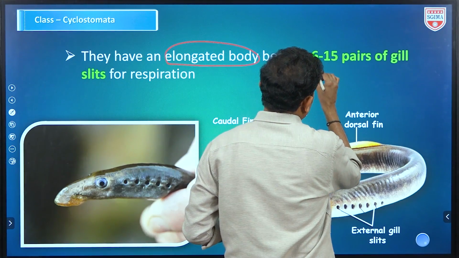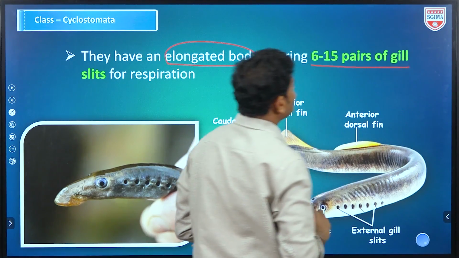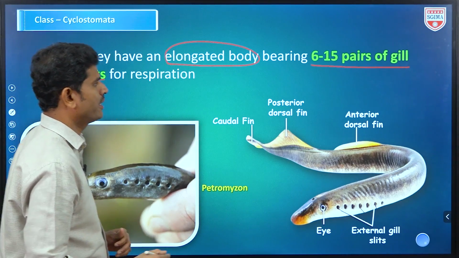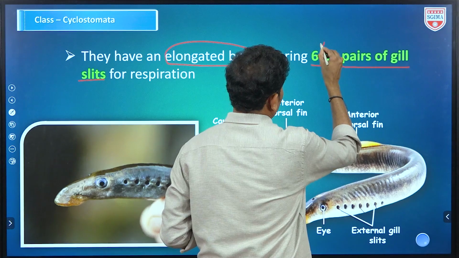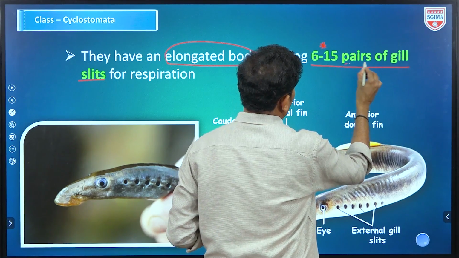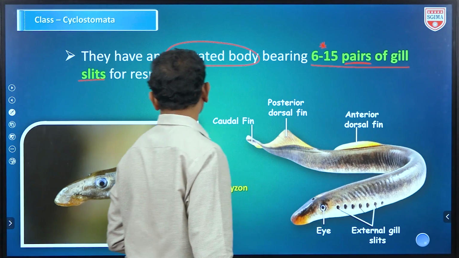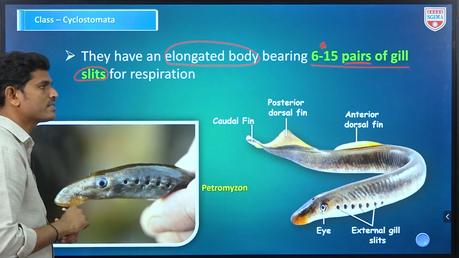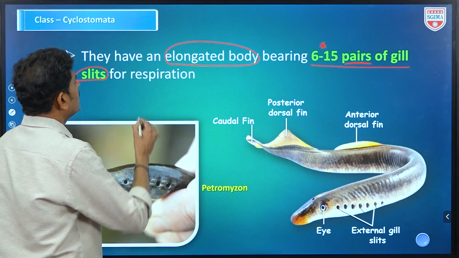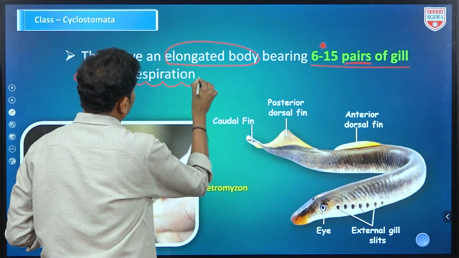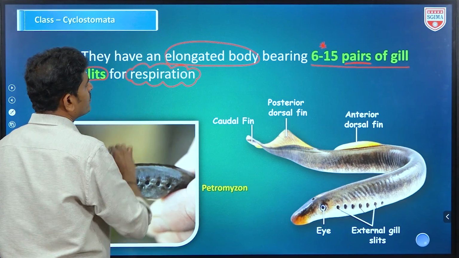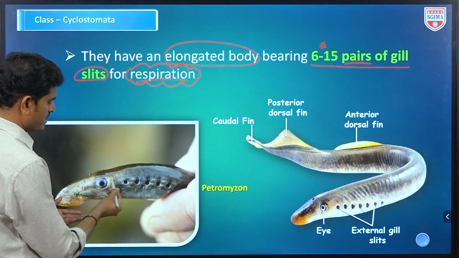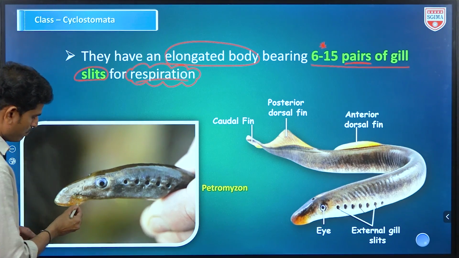Bearing 6 to 15 pairs of gill slits, 6 to 15 pairs, this is more important. 6 to 15 pairs, not individual. Pairs of which, gills or gill slits? Gill slits are present. What is the use of these gill slits? Gill slits help in which function? Respiration only. So look here, these are gill slits. This is which one? This whole part is the mouth.